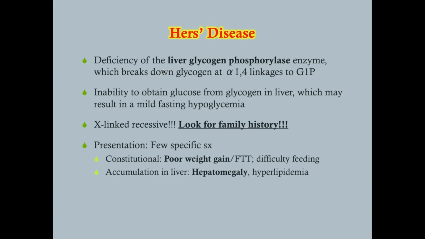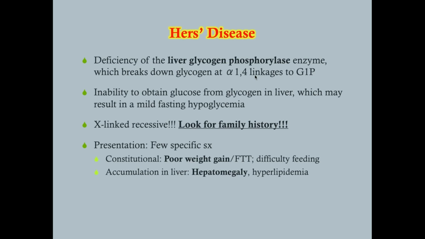Now, there are different ways that you can form glucose through gluconeogenesis, but glycogen metabolism is one of the important ones. So their primary issues are going to be with keeping their blood glucose levels up. They're also going to have issues with retaining glycogen in their liver.